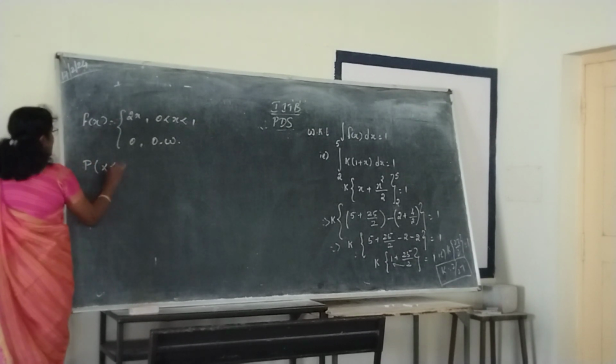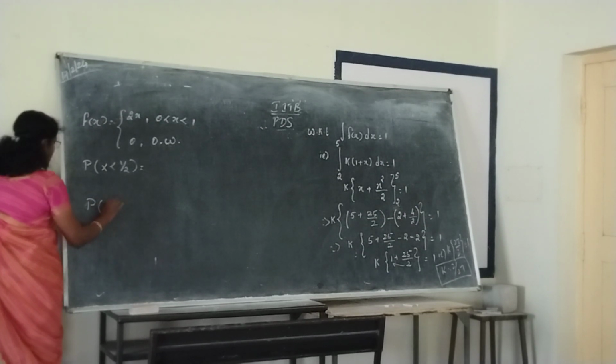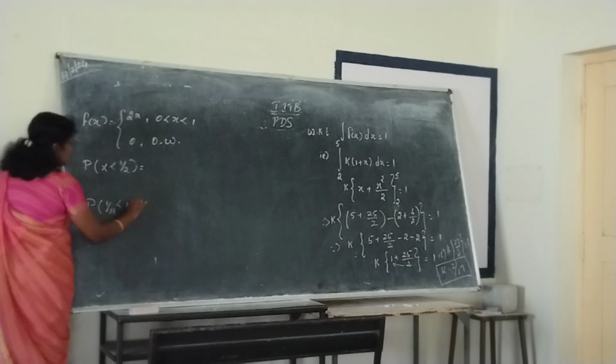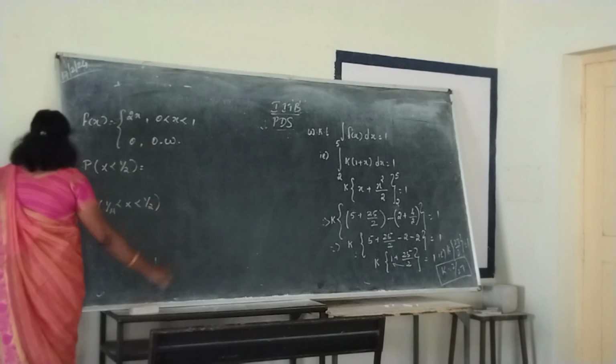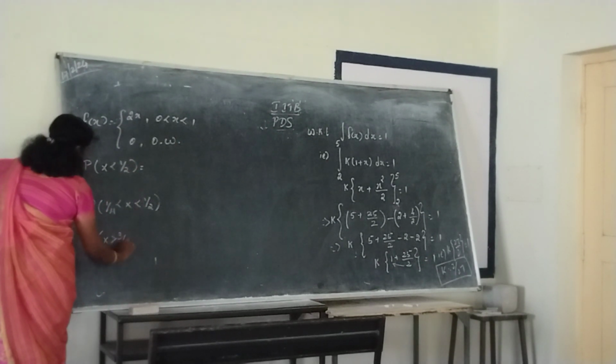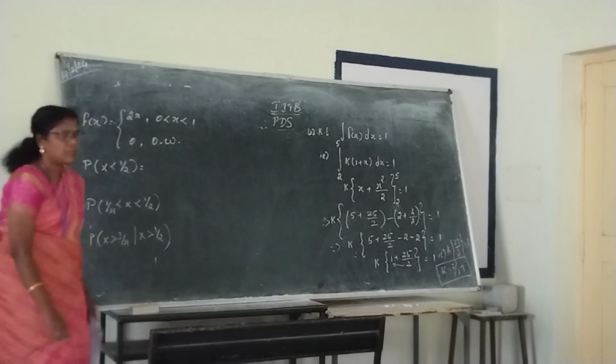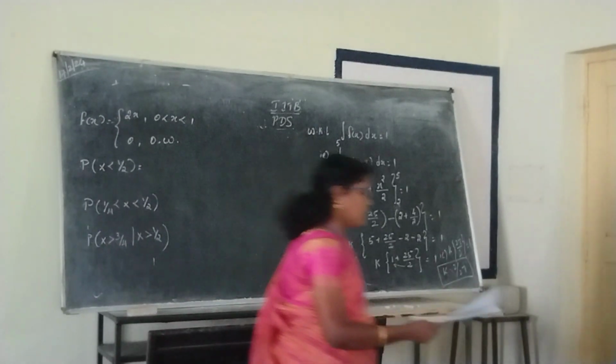Probability of x less than 1 by 2. Probability of 1 by 4 less than x less than 1 by 2. Probability of x greater than 3 by 4 given x greater than 1 by 2. And find these three different probability values.